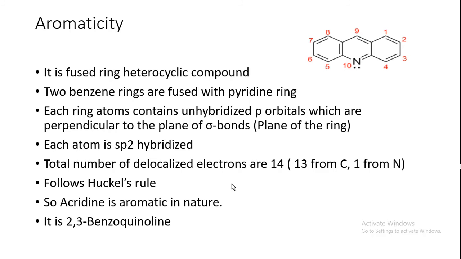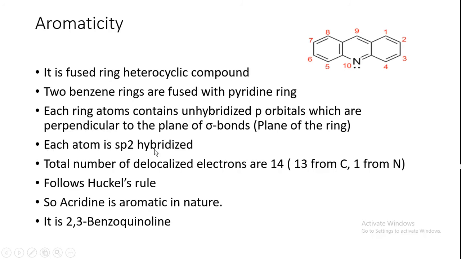So it is a fused ring heterocyclic compound. I already mentioned two benzene rings are fused with the pyridine ring. So side-wise two benzene rings are fused with one pyridine ring. Each ring atom contains an unhybridized p orbital which is perpendicular to the plane of the sigma bonds, that is the plane of the ring, or single bonds, you can say. Sigma bond means single bond.